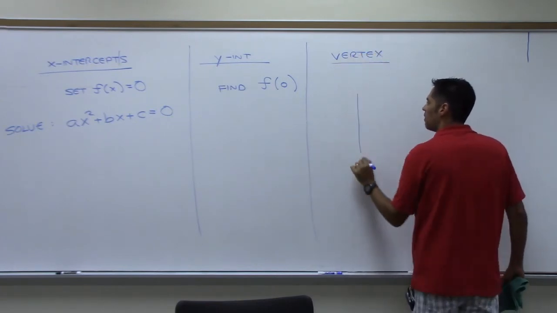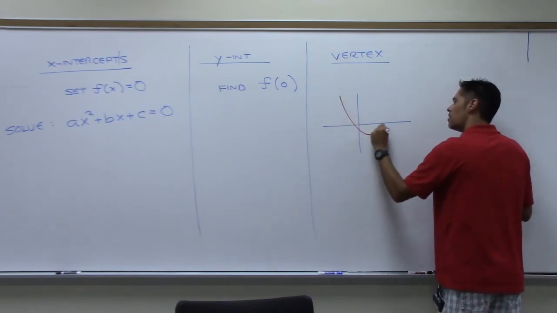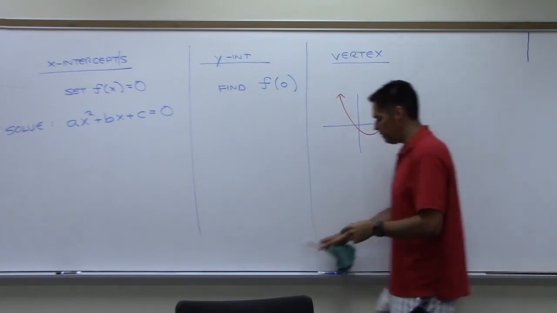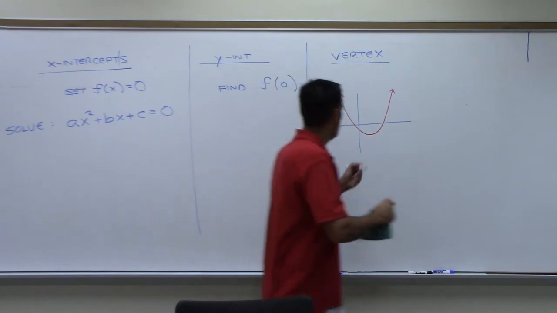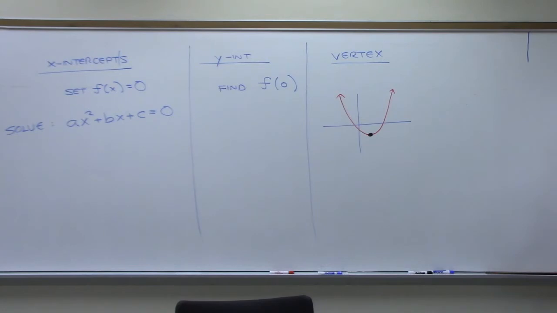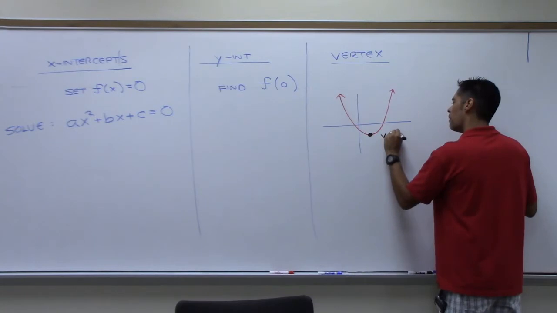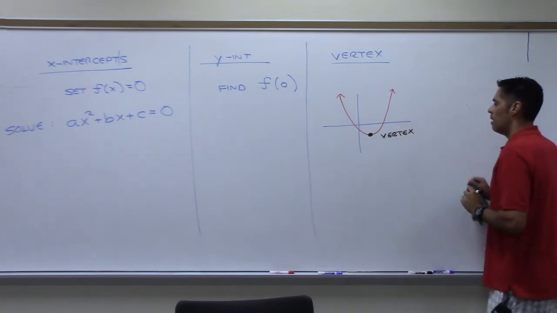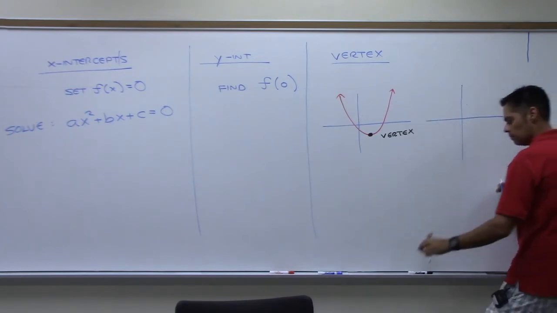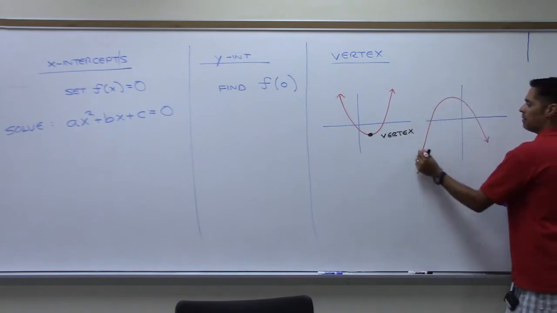Let me illustrate what the vertex is. If I have a parabola that opens up like this, then we already know a is positive, right? This point right here is the lowest point on the graph, isn't it? It's the lowest point. And this is called the vertex. If the parabola opens downward instead of upward, then it won't have a lowest point, it will have a highest point, right?